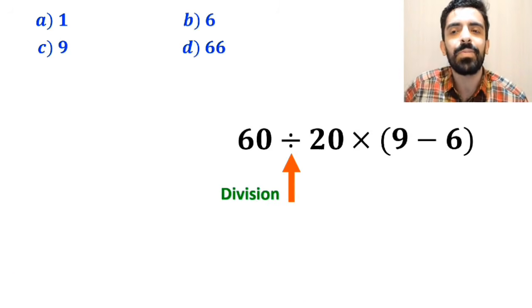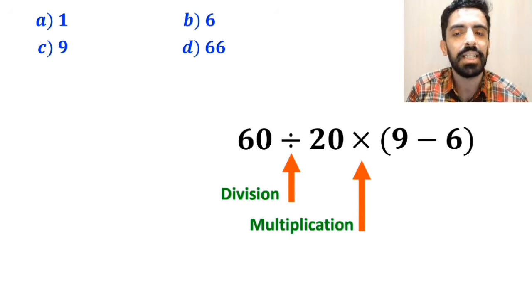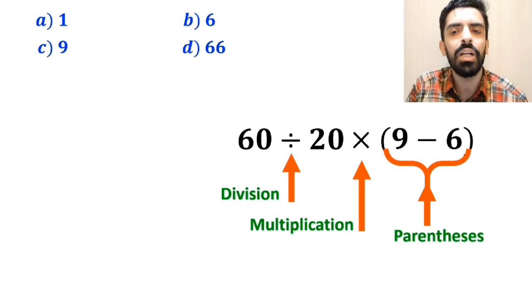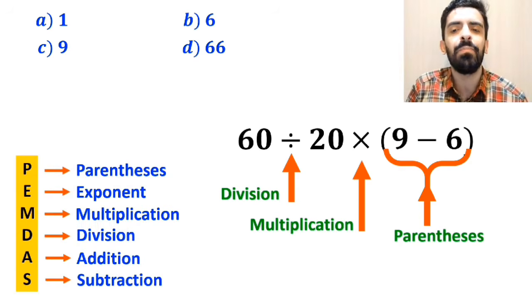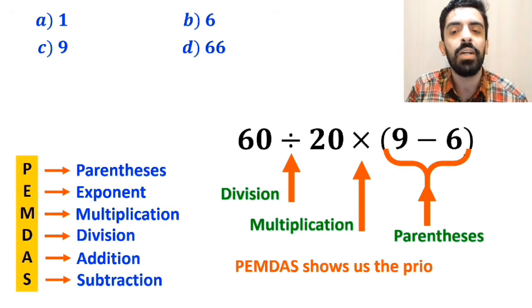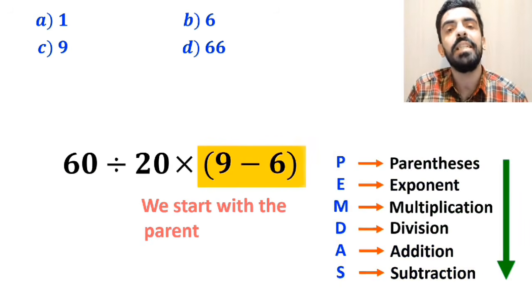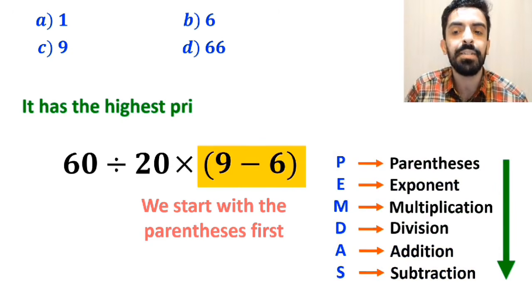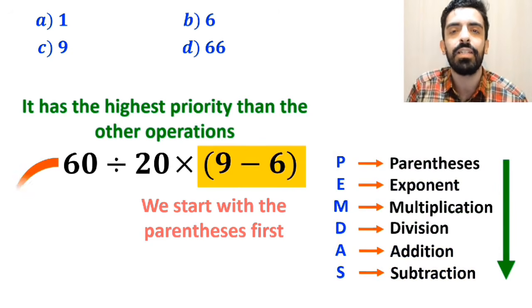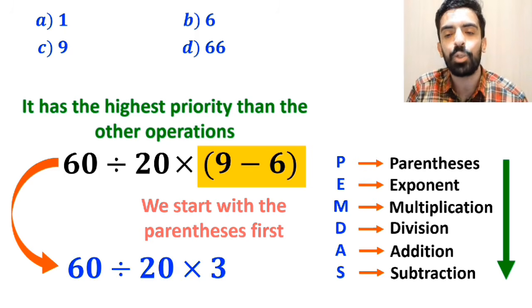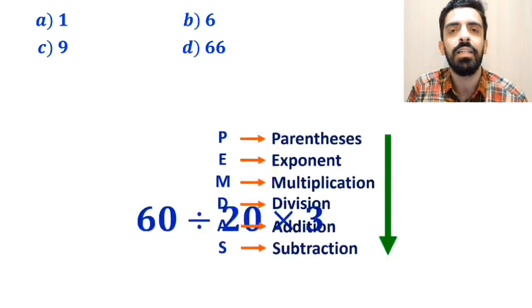As you can see on the screen, in this expression, first we have a division sign, followed by a multiplication sign, and finally parentheses. To solve this question, we need to use the PEMDAS rule. PEMDAS shows us the priority of the order of operations. So, we start with the parentheses first, because it has the highest priority of the operations. Okay, this expression simplified to 60 divided by 20 multiplied by 3.